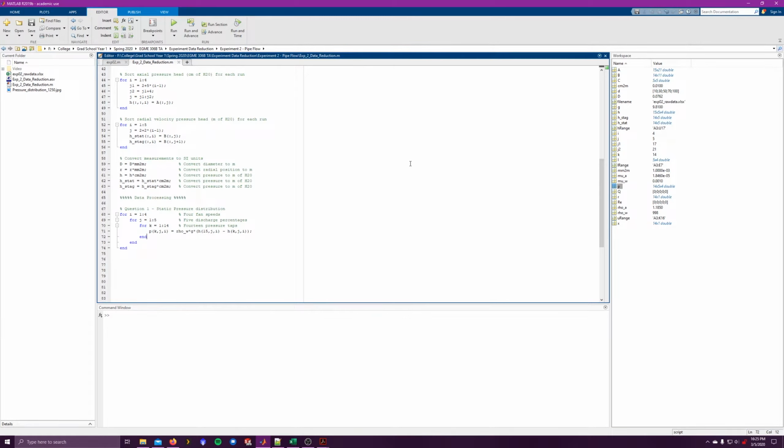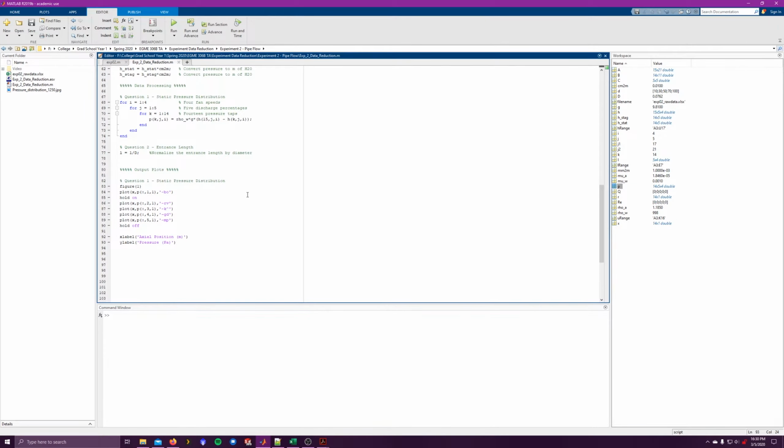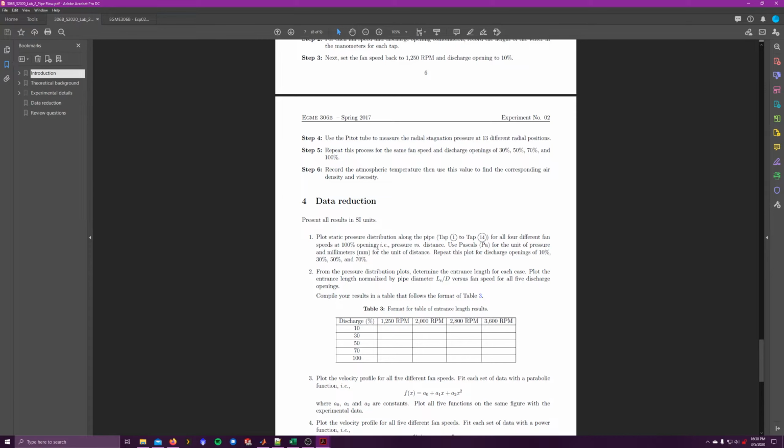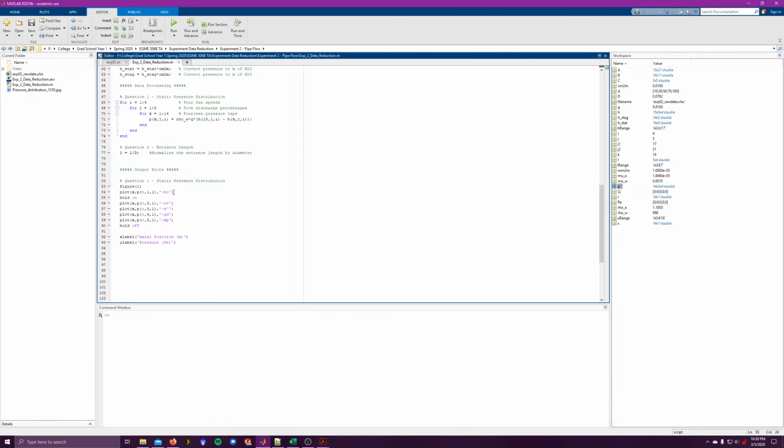Alright. Okay, so the second question that we have here is the entrance length. For that, we have to normalize the entrance length by the diameter, just like it says there. Well, we don't have the entrance length yet, right? So remember in class, we need to look at the plots that we have from the static pressure distribution, and then we can find the entrance length.